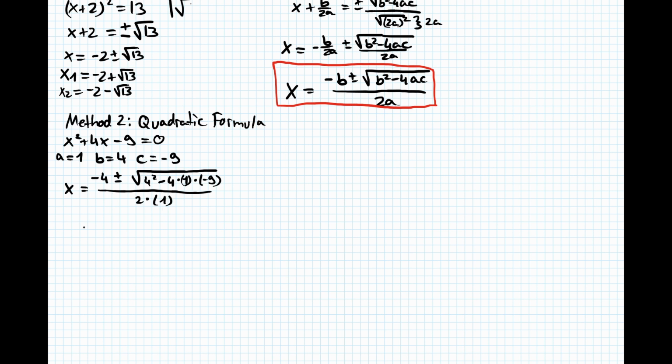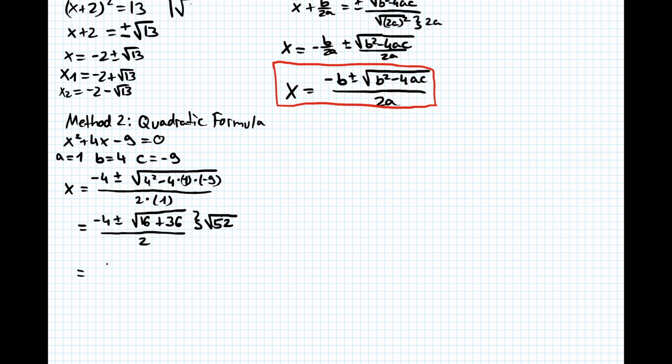Okay, now to simplify our expression, which is negative 4 plus minus the square root of 16, and then minus 4 times 1 is minus 4. Minus 4 times minus 9 is equal to 36, so plus 36. And that's square root of 52, and then divided by 2.